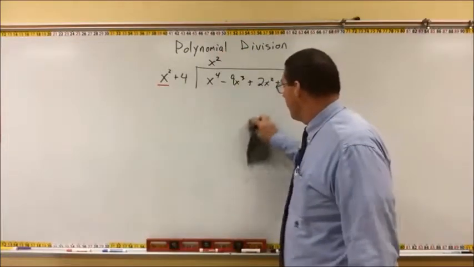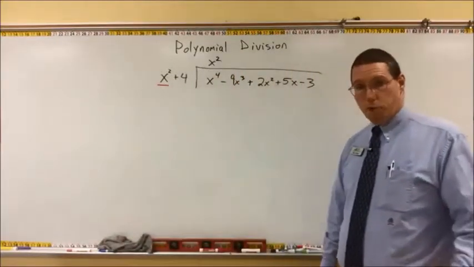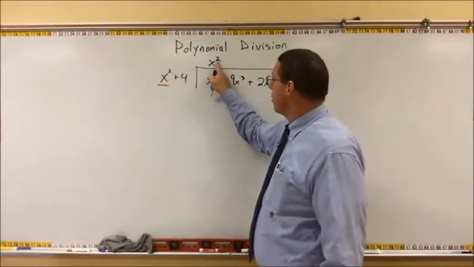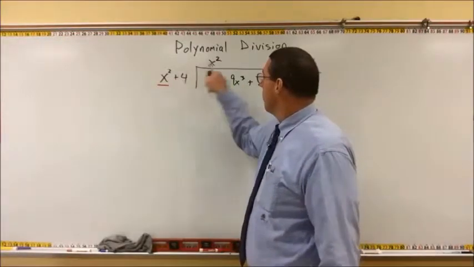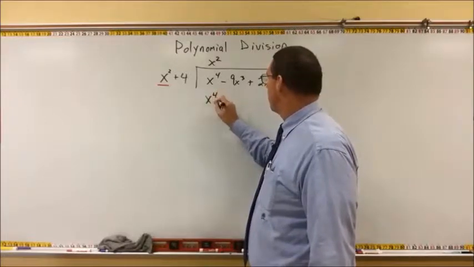Then what we are going to do is multiply, then subtract. We're going to multiply this times the whole thing. x squared times x squared is x to the fourth power.